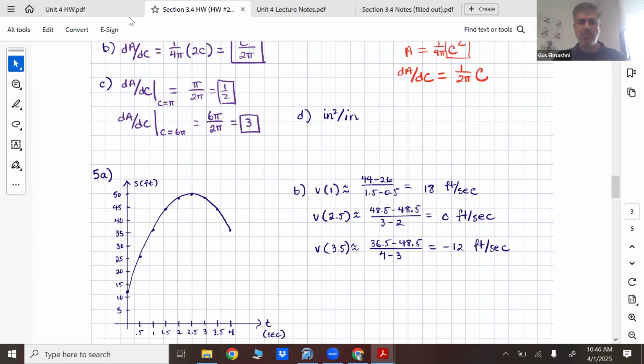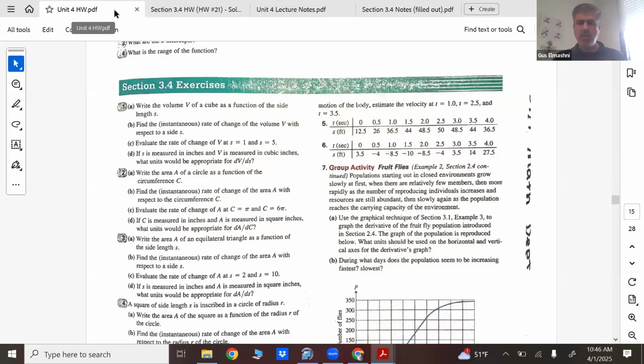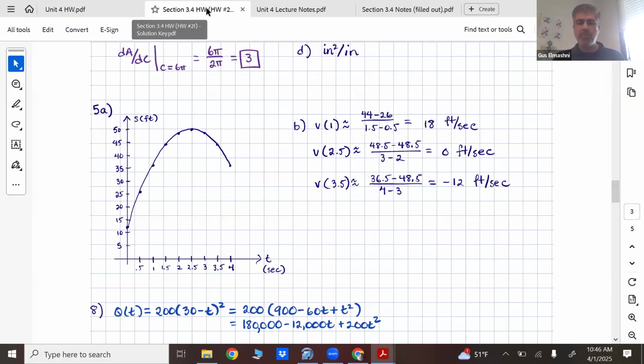For 5, I think I just told you to draw secant lines for some of these. That should be pretty simple. 5's asking you to plot the points and work it out. Find the velocity at certain places. You're doing average rates of change, but you're doing a symmetric difference quotient. So for V of 1, you use 1.5 and 0.5. We talked about that. For V of 2.5, you go between 2 and 3, and for 3.5, 3 and 4.